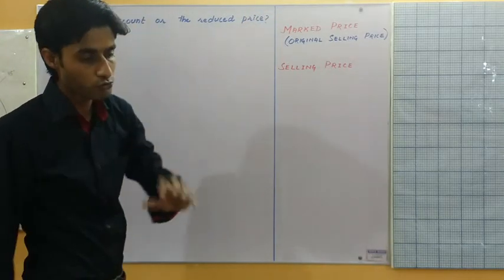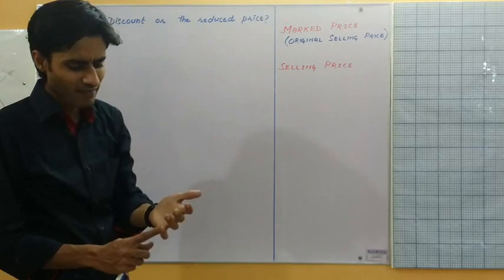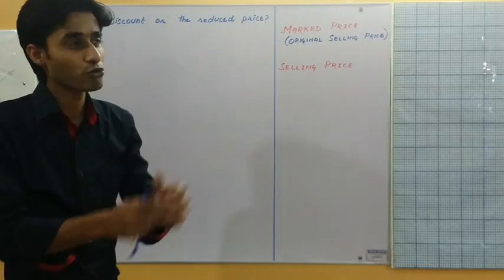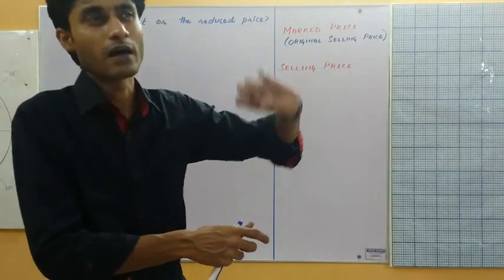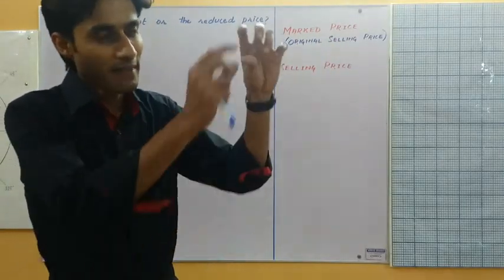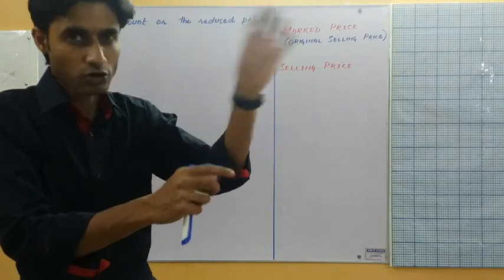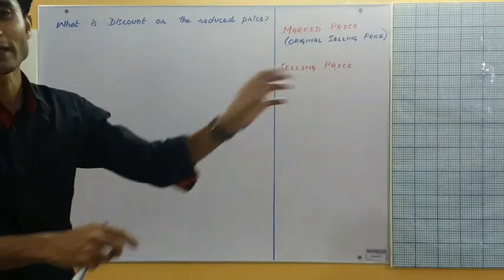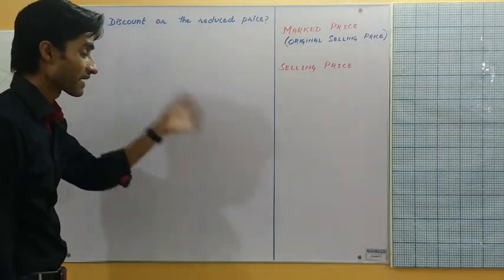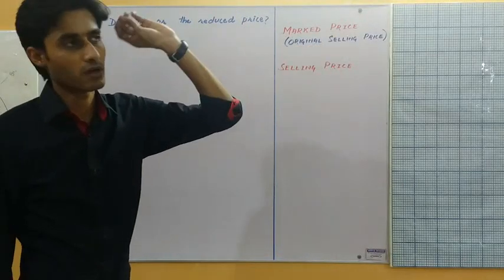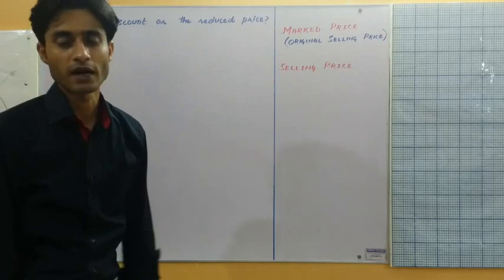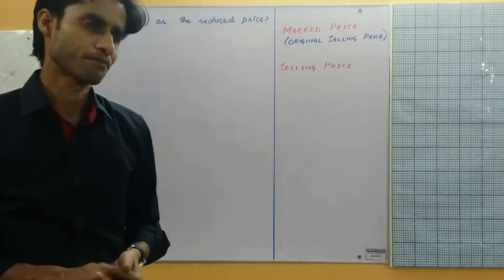So mark price, you can also understand it by this concept, that when you go shopping, you see an object, there is a tag or a label attached to that article. That label bears the cost, the selling price of the article. That cost which is labeled or attached to that article is called the mark price.